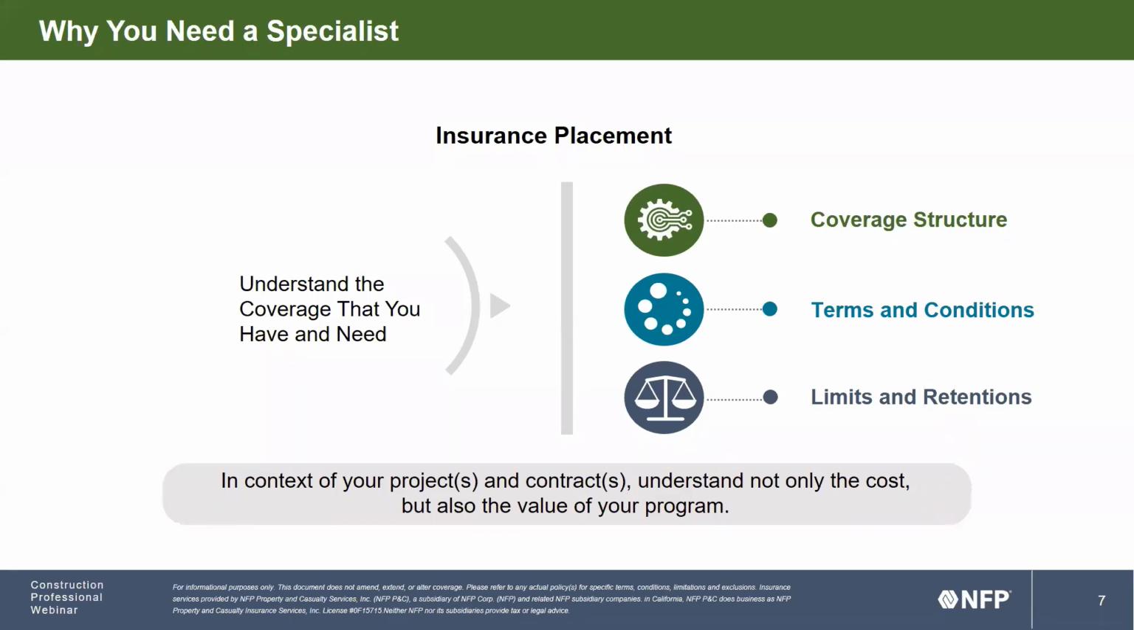And then finally, we would look at various limit and retention options for you. Again, you might only want to provide what is required by contracts, and that's fine. But we would want to recommend what we think is sufficient for you from a risk management perspective. At the end of the day, it's about giving you options, maximizing your value, and letting you decide what is the right decision for your business.